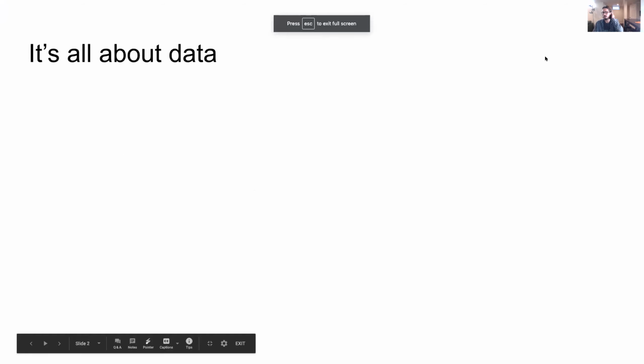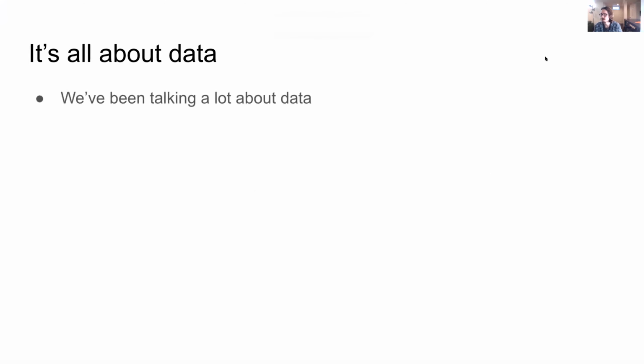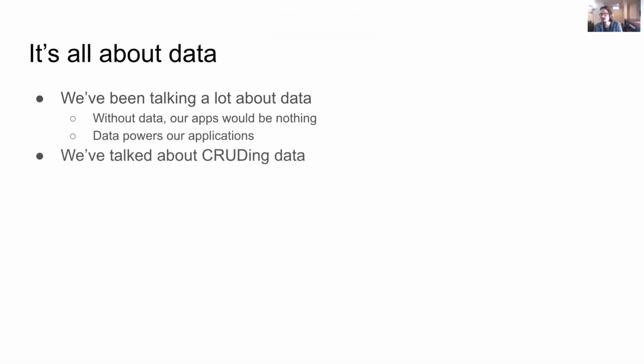Cool. So passing data in Rails, it's all about data. I've been up here a couple times last week talking to you about data. Without data, our apps would essentially be nothing. We can say that our data powers our web applications. We've talked about CRUDing data, which is create, read, update, and delete. We've also talked about database relationships, and not just creating a single record in a table, but creating a record with relationships to other records from other tables.